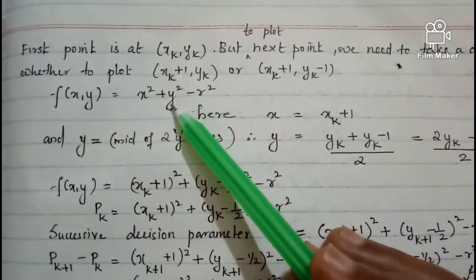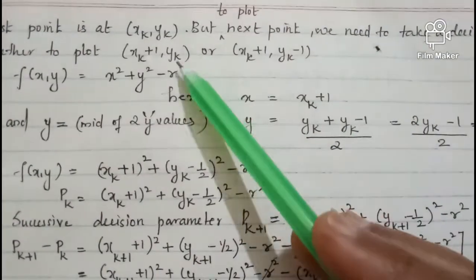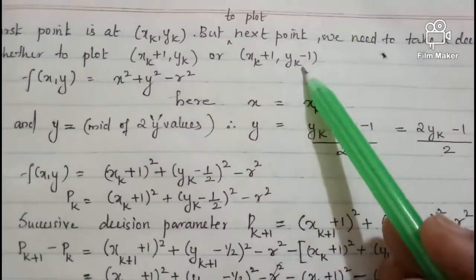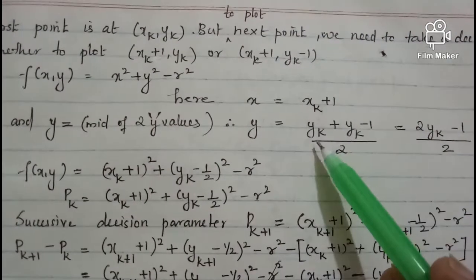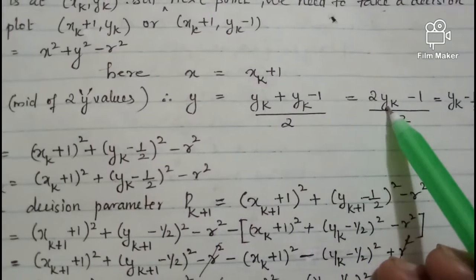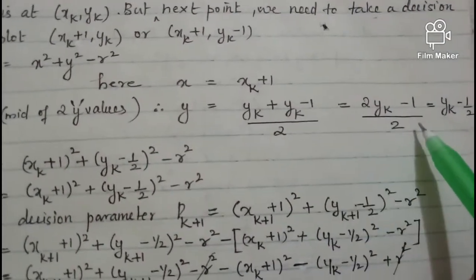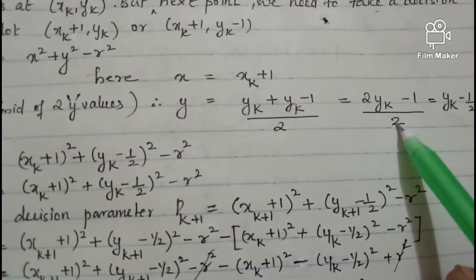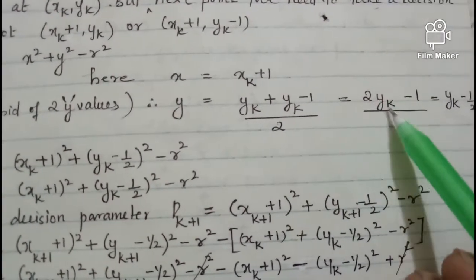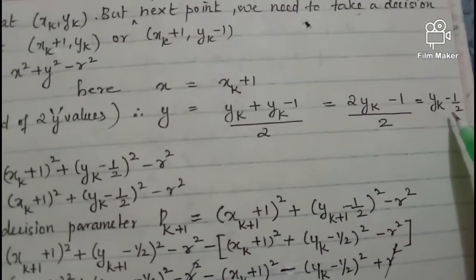So the value of y is the average of these two values, that is, yk plus yk minus 1, divided by 2. That is 2yk minus 1 by 2, which is 2yk by 2 minus 1 by 2. The 2 and 2 get cancelled, and you get yk minus half.